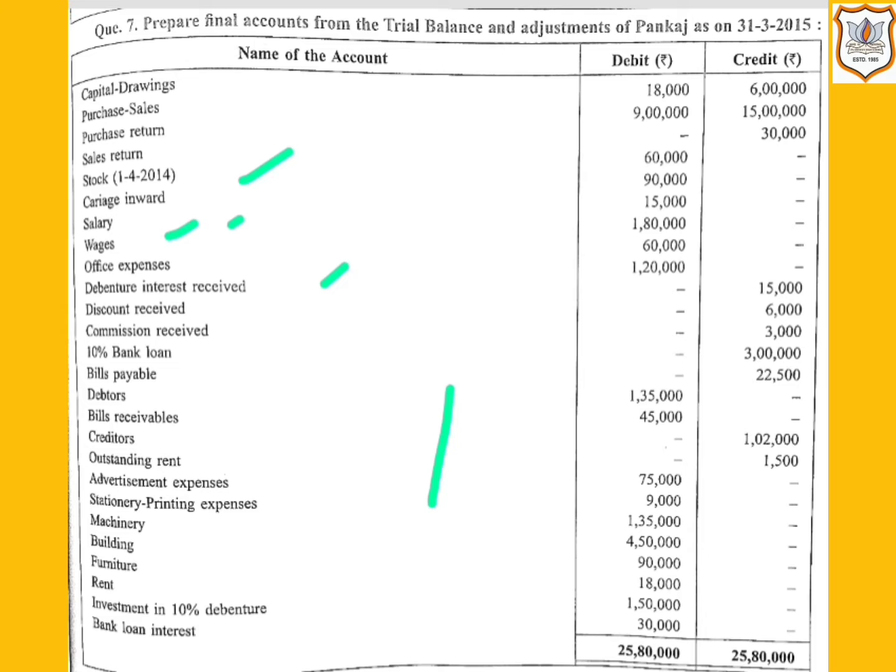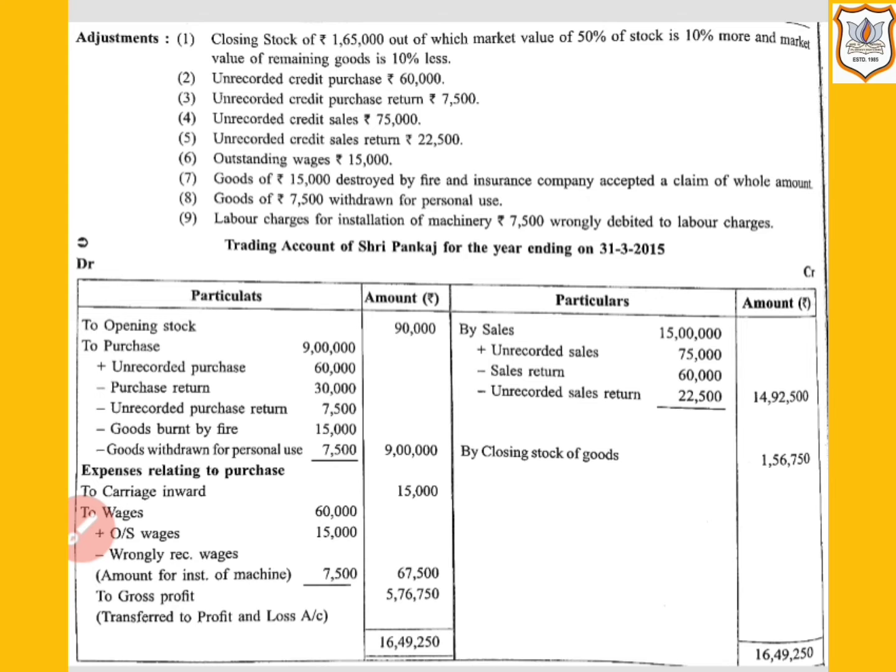So first we will prepare trading account, then profit and loss account, and after that balance sheet. Before starting the sum, let us read the adjustments first. First adjustment, closing stock of rupees 1,65,000, out of which the market value of 50% of stock is 10% more and the market value of the remaining goods is 10% less.